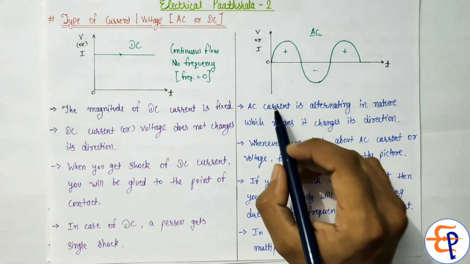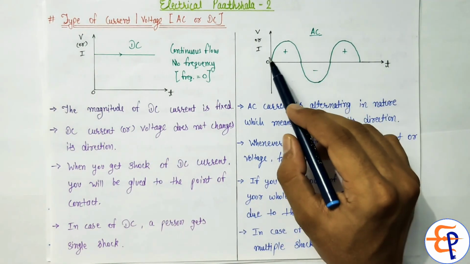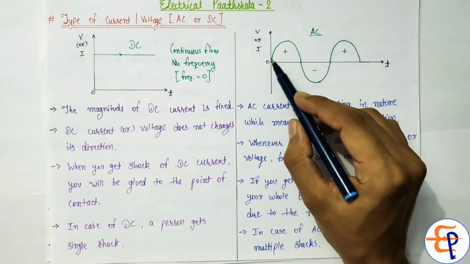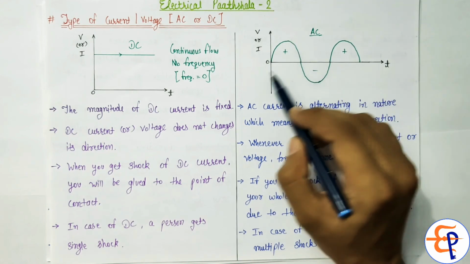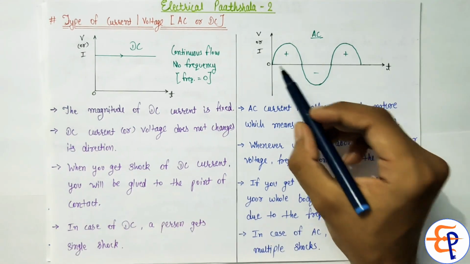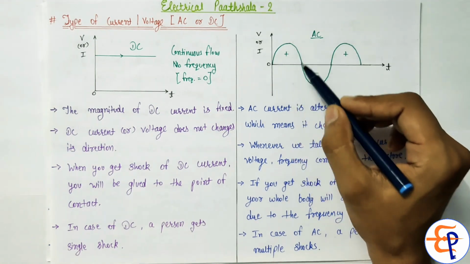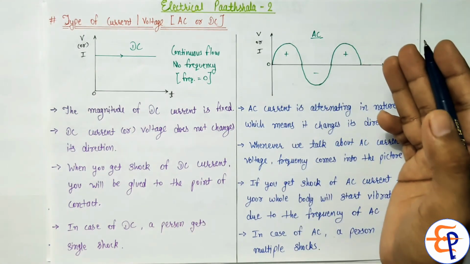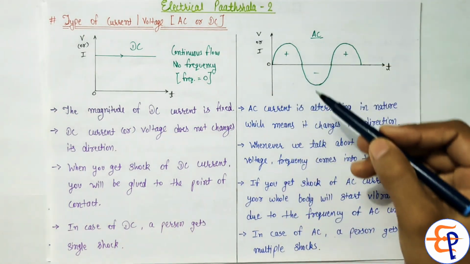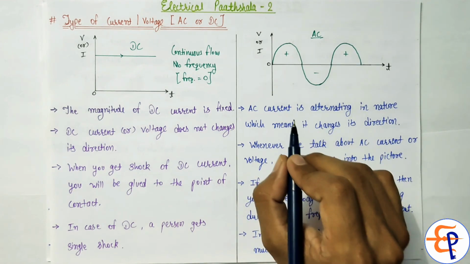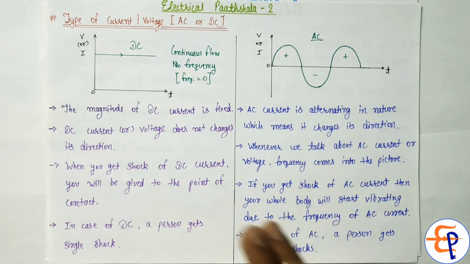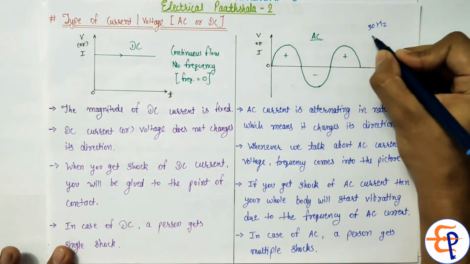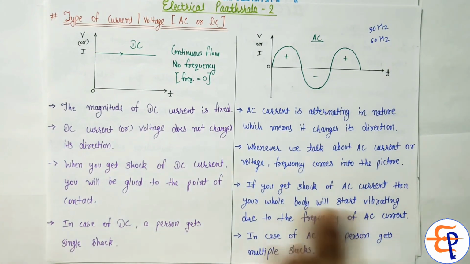On the other hand, AC current is alternating in nature. AC quantities, whether voltage or current, keep changing their magnitude with respect to time, and they also keep changing direction. Sometimes it is positive, then negative, then positive. Also guys, whenever we talk about AC quantity, frequency comes into the picture. In India, the frequency of AC current or voltage is 50 Hz, while in the US or some other parts of the world it is 60 Hz. So guys, these are the two differences.